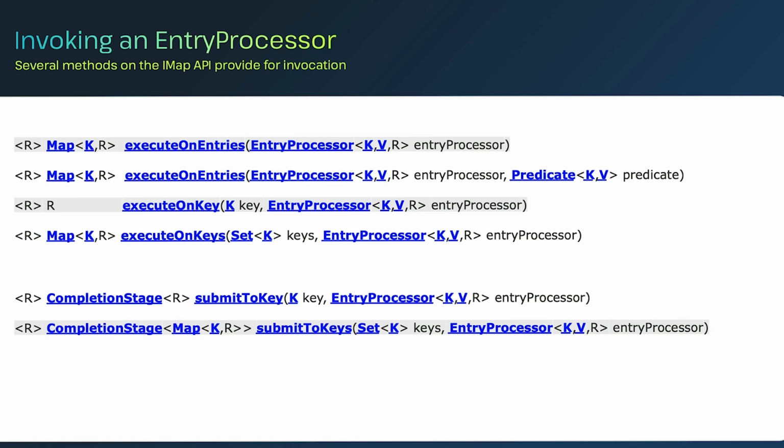The third variation is to apply the processor to a single entry identified by the key that's passed in. The fourth is similar. It applies the processor to all of the entries specified by the set of keys that is passed in. And then finally, we have asynchronous versions of the last two. So you can submit the entry processor for execution, and you'll get back a completion stage that you can use to monitor the status of that processor's execution.